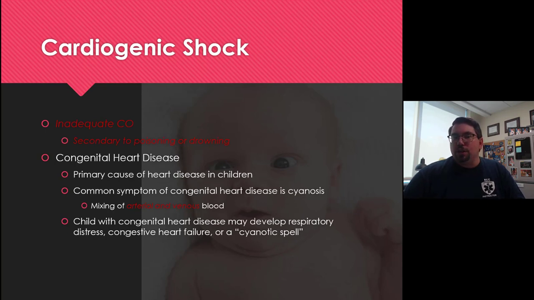Common symptoms of a congenital heart disease is cyanosis. Again, it has to do with the mixing of those arterial and venous blood systems. It's making it very hard for that child to be able to oxygenate all of their blood as it gets perfused out to the remainder of their body. We know that a child with a congenital heart disease may develop respiratory distress initially and then end up with congestive heart failure, or even just suffer from a short cyanotic-like spell. Oftentimes that can be the main issue that we'll recognize initially.